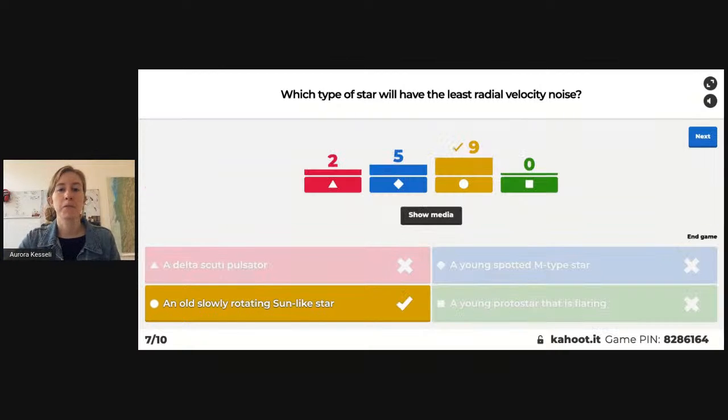Yes. So the star that will have the least amount of radial velocity noise or jitter is an old, slowly rotating sun-like star out of the ones that I've listed here. The other answer that people gave was a young spotted M-type star. This is bad because those stars have lots of noise because they have star spots on them. Star spots mostly occur on young stars, and spotted means they have star spots, on low mass or M-type stars. And that adds radial velocity jitter and noise.